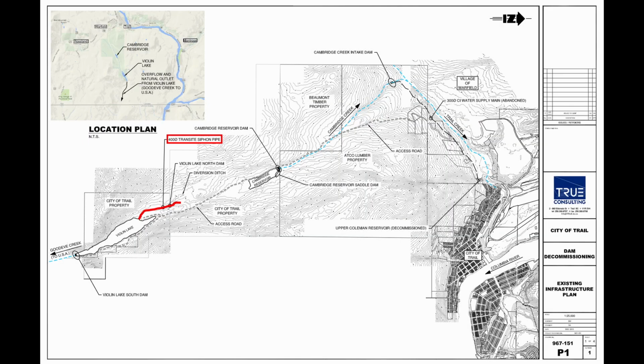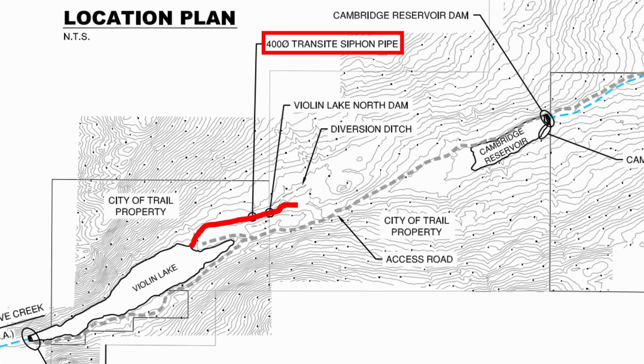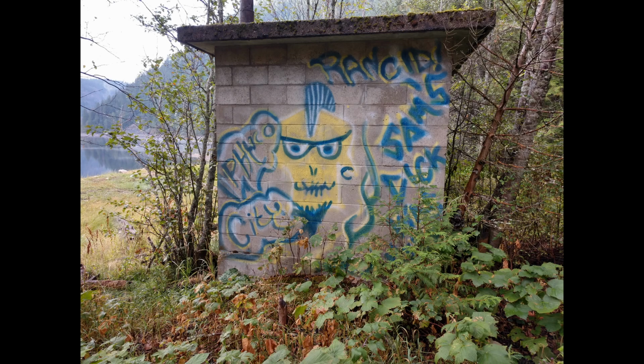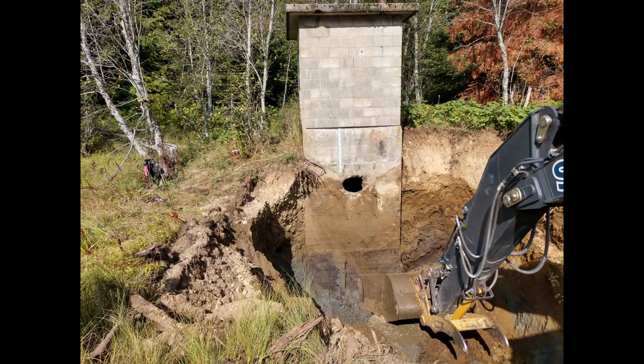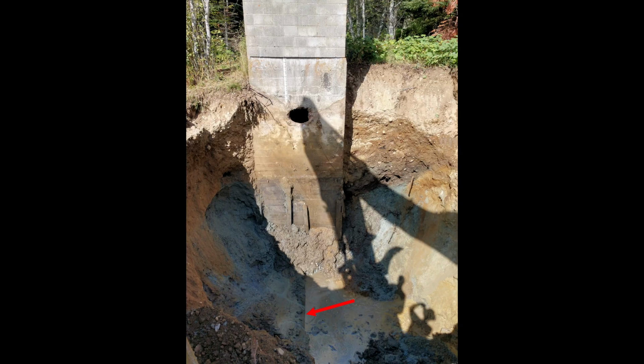Our next action involved disabling the siphon pipe that moved water from Violin Lake into Cambridge Creek and then into the Cambridge Creek Reservoir. Here's the building we call the valve house. The excavator is digging out soil so we can find where the siphon pipe from Violin Lake enters the valve house. The red arrow shows where the siphon pipe enters the valve house deep in the ground.